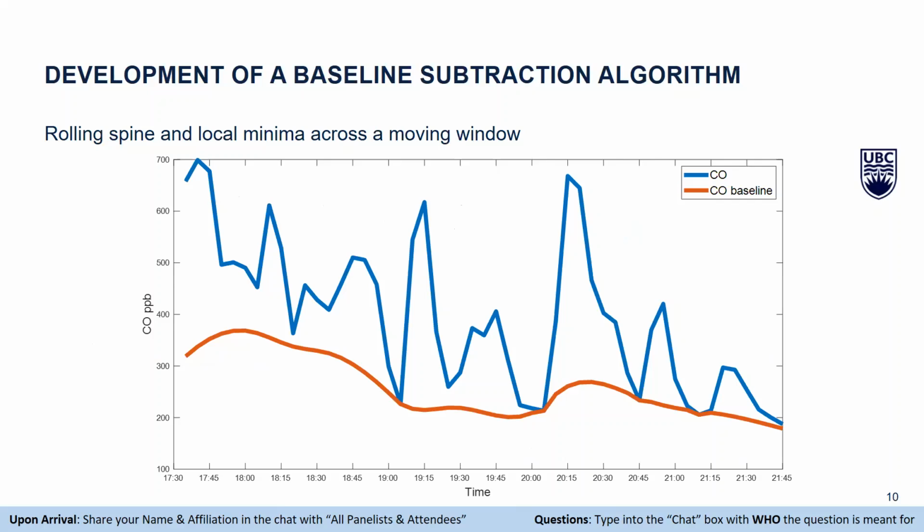So the first thing that we did to deploy this calculation is, we do need to actually do that baseline subtraction. So in this case, we use a rolling spline and local minima across a moving window. Again, not going to go into tons of detail about this, but happy to take questions about it or point you to some references that could be helpful. Needless to say, this is just a typical snapshot of a couple hours on one of our days where you can see the CO raw data in blue, and then the estimated baseline in the orange.